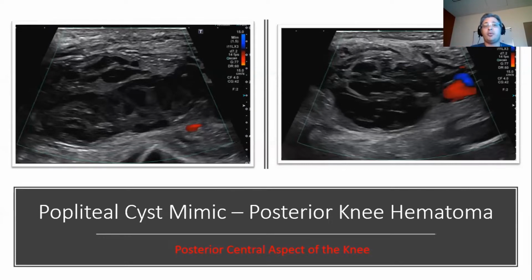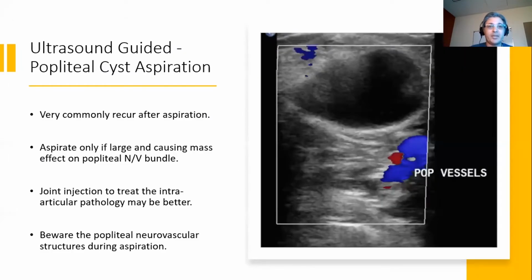We should only use the word Baker's cyst or popliteal cyst if we can identify that sliver of tissue, that tongue of tissue extending between the semimembranosus and gastrocnemius muscles. And so, when would we consider aspirating a Baker's cyst using sonographic guidance, for example? Not frequently. I get asked to do this a lot, and most of the time I say no. And the reason is that very frequently these recur.